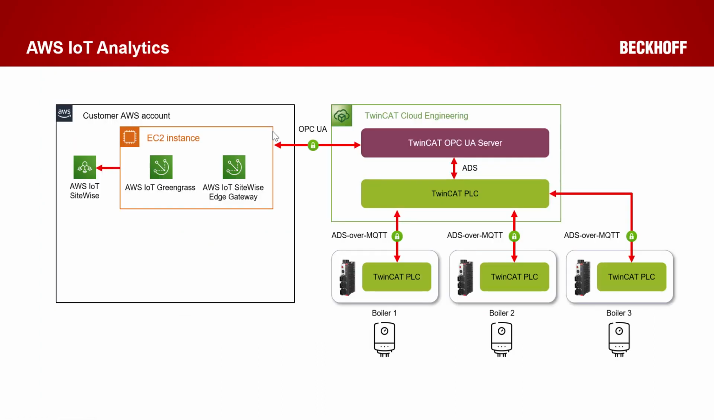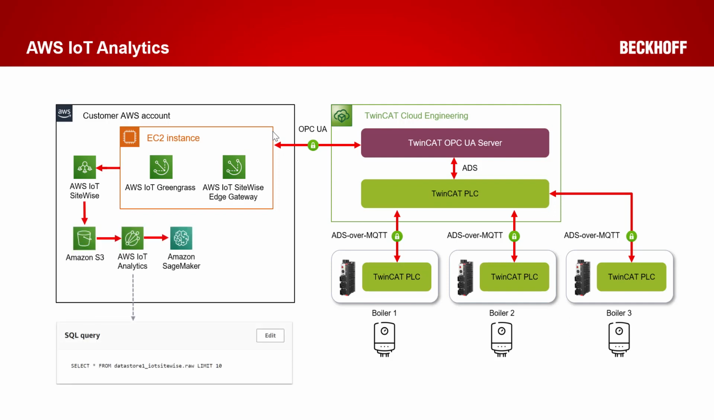Another option could be to make use of the different analytics cloud services that AWS has to offer. First of all, you could store the data point values in an Amazon S3 object storage and then run an AWS IoT Analytics query on the data in order to maybe select a specific time range or only a specific subset of your data points. The resulting data set can then be used on Amazon SageMaker to further analyze the data.